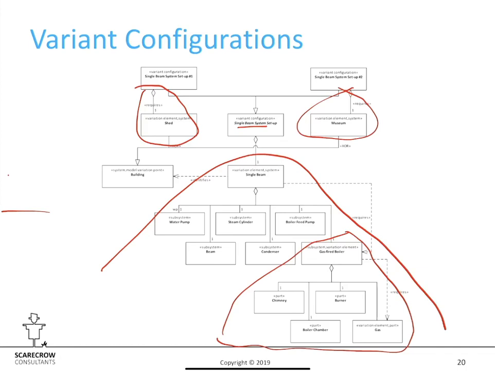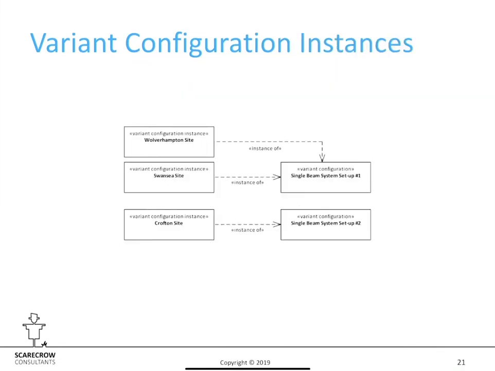We're going to build two versions of the single beam system. We're going to have one in a shed, one in a museum. So in this case, all of the other stuff's the same. It's just the building that's going to be different now. We can show instances of those, where they're located, maybe in time or in space.